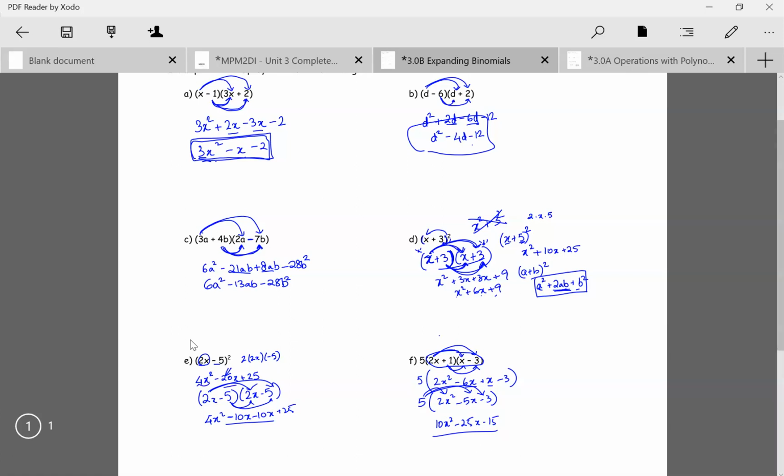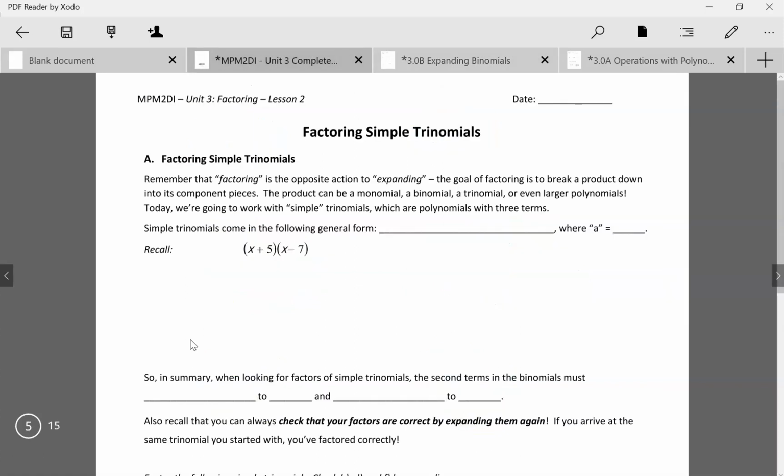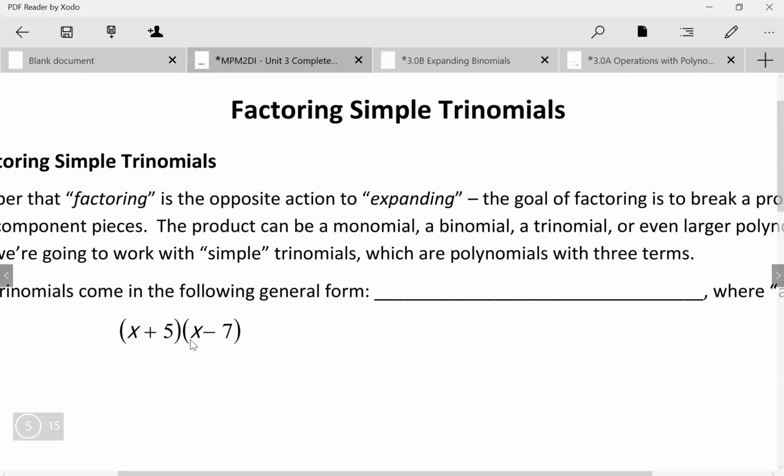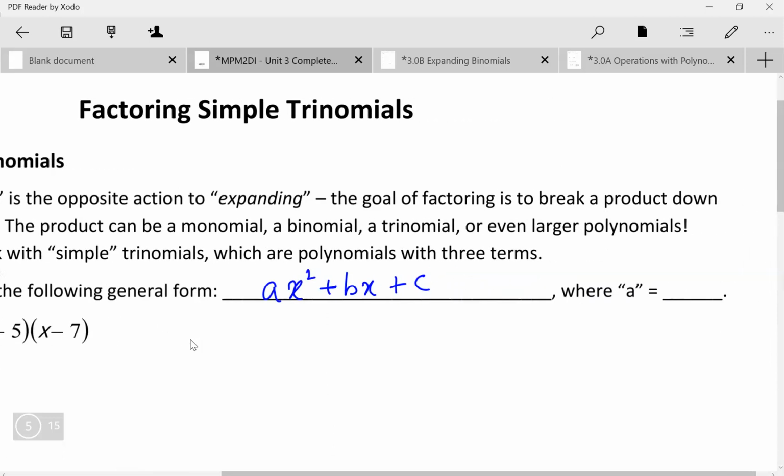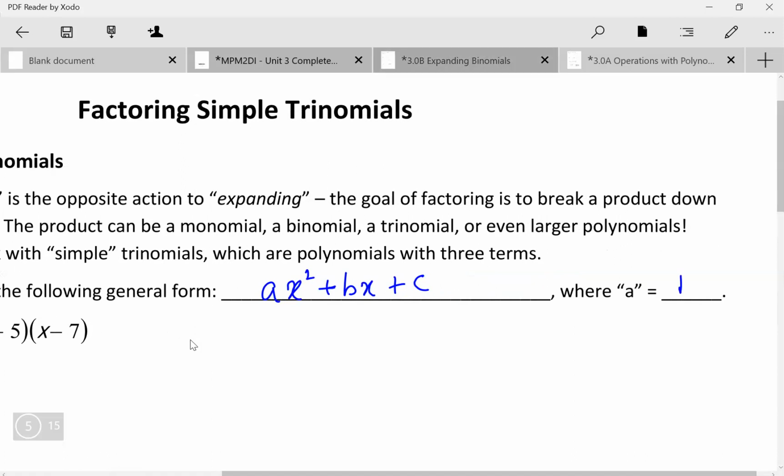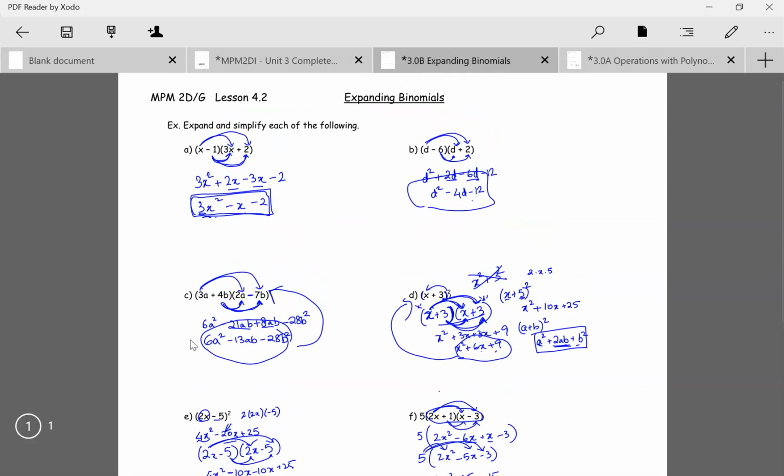What we're going to be doing in this lesson is actually going backwards. We're going to be going from this form back to this form, from our trinomial to our 2 binomials. So we're going to be factoring it, which is again the opposite of expanding. We're going to work with simple trinomials, and simple trinomials come in the general form ax squared plus bx plus c, the same form that we saw, x squared, x, constant term, where a equals 1.